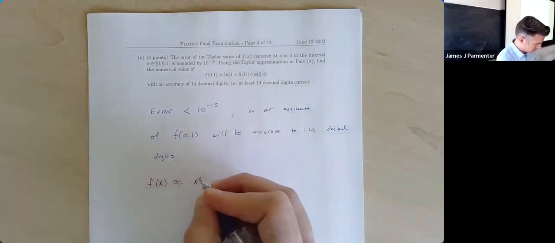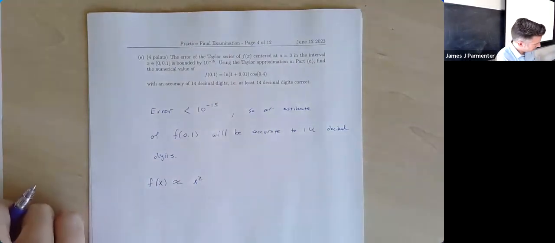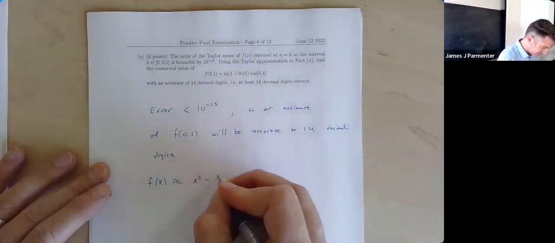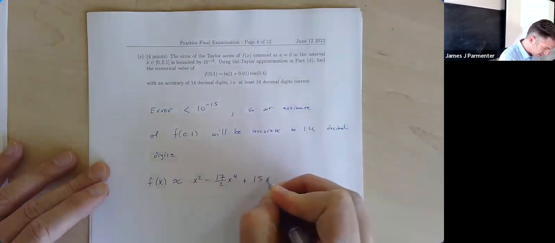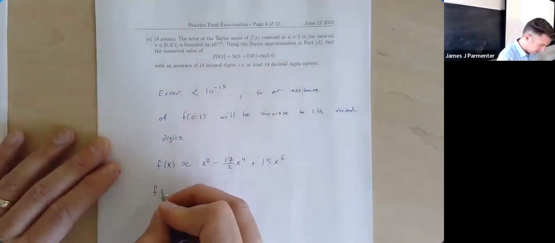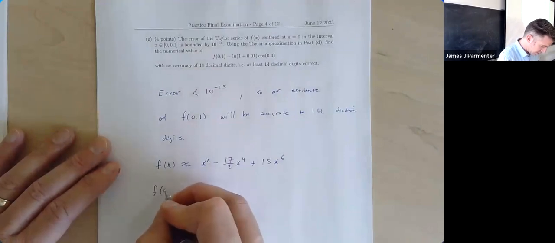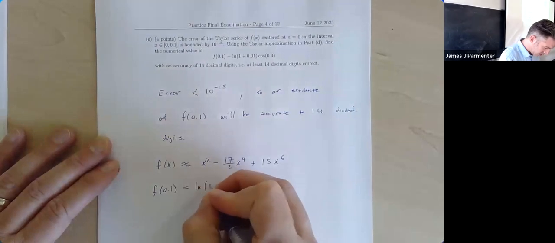what was it, x squared over 2? Can I move the paper here? x squared minus 17 halves x to the 4th plus 15 x to the 6th. So then we're just plugging in f of 0.1. So f of 0.1 should equal the natural log of 1 plus 0.